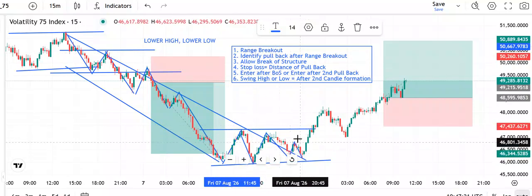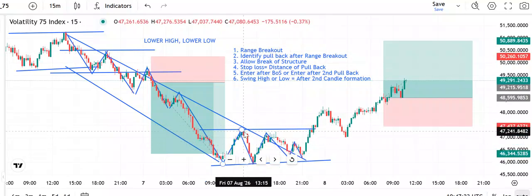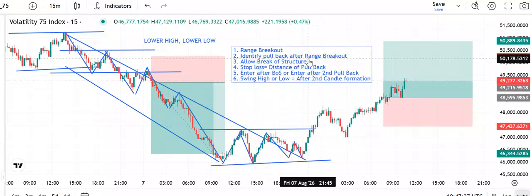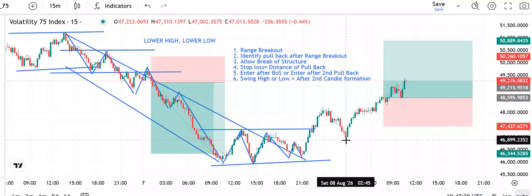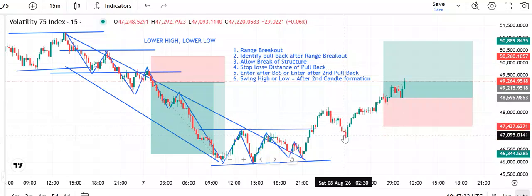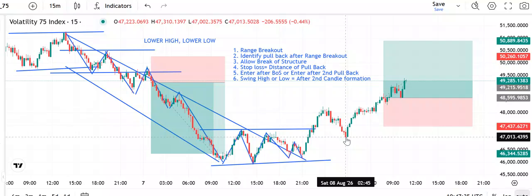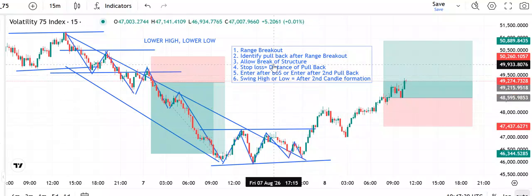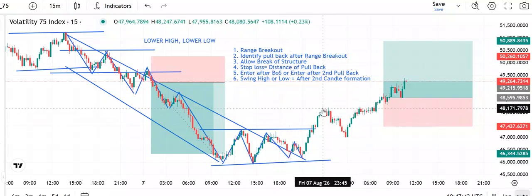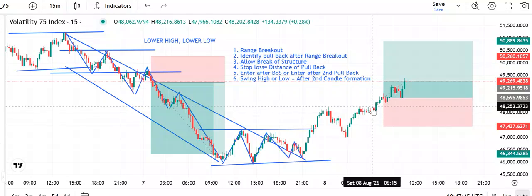Of course, that has happened here. You have a range, this range, you have a breakout here. Identify pullback after range breakout. These are pullback because you have these bearish candles. That's your pullback. Allow break of structure. Now this is your break of structure. Your structure is here, and your break of structure is around here.